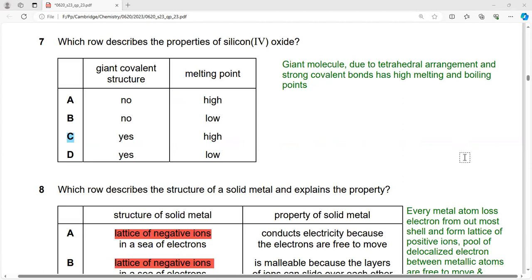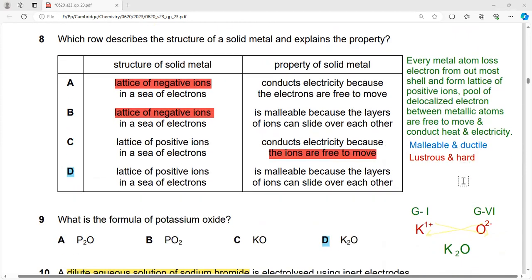Question number 7: which row describes the property of silicon oxides? Silicon oxide is a giant molecule. Why? Because it makes covalent bonds in a tetrahedral arrangement. Due to this, the repeated covalent bonds give a high melting point and high boiling point. On the basis of this property, we can see the giant covalent structure. Yes, it has a giant covalent structure, and the melting point is comparatively high. So C is our correct option here.